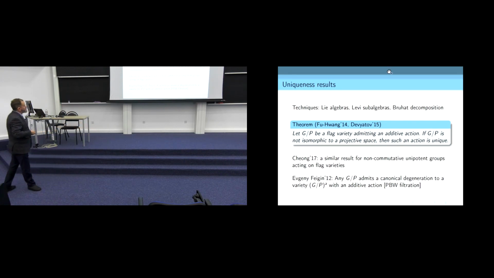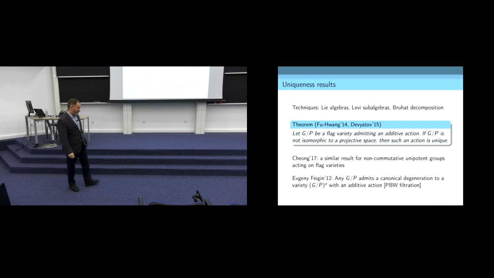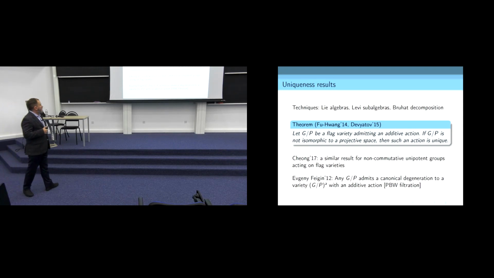Say, a Korean mathematician extended this to non-commutative unipotent groups, when we have a Bruhat decomposition and the unipotent radical of a parabolic is non-commutative. Then one can also prove that such an action is unique, with no other action having an open orbit. And in parallel, independently, and even earlier, Zhenya Fegin constructed degenerations of flag varieties.